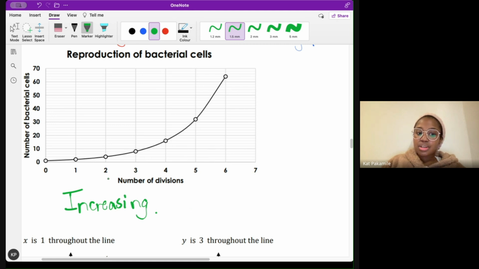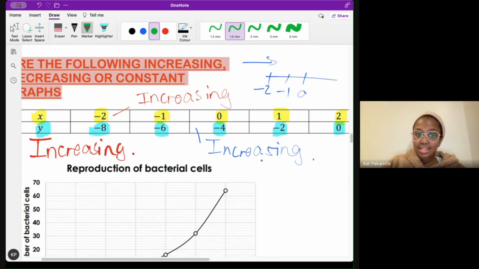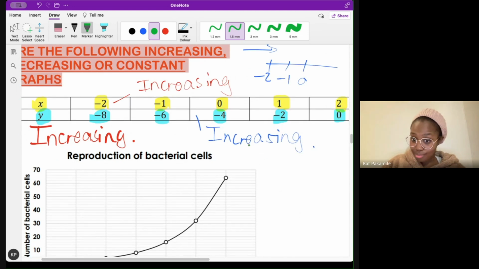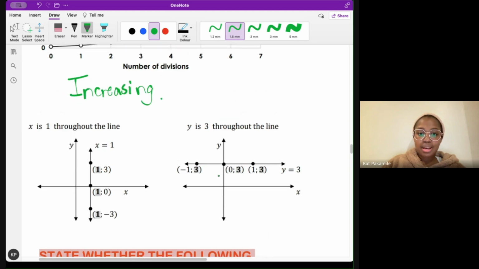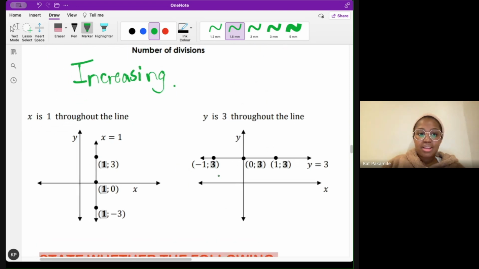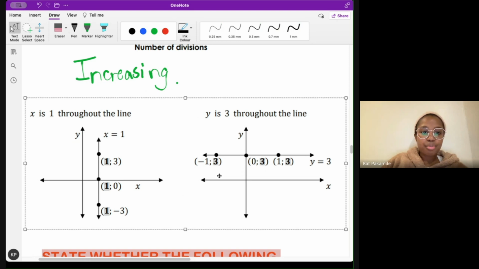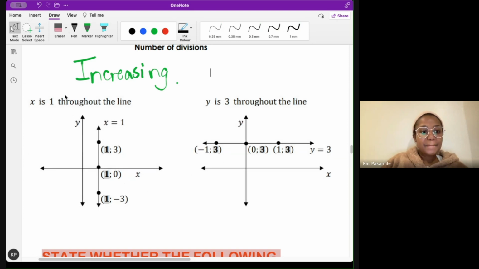So this is an increasing graph. Is it linear or non-linear? Let's see what we're saying. It is nonlinear. So it is a nonlinear increasing graph. This one is a linear increasing graph. Okay, don't get confused. Now we have two graphs here, but they represent the same type of graph. Is this an increasing, decreasing, or a constant graph? Both of these. It is a constant graph.